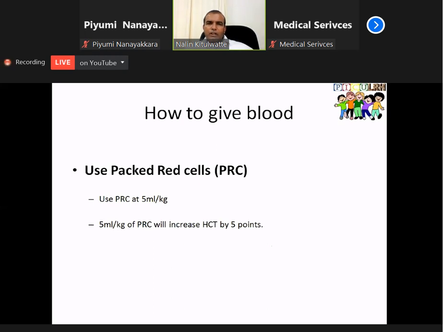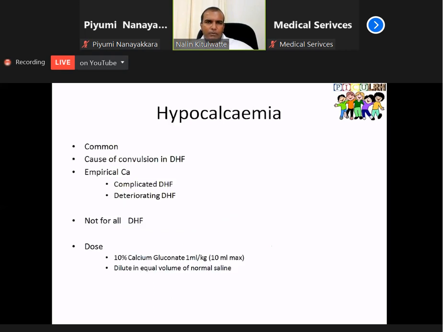So your PCV is now 55. Can that happen? Yes. Can this be due to the blood transfusion? No. We know with 5 ml per kilo blood, the PCV should go up by 5. So 35 should be 40. If PCV is 55, that means you are having leaking, significant leaking in addition. So this is leaking plus bleeding. So definitely you need to increase the fluid also.